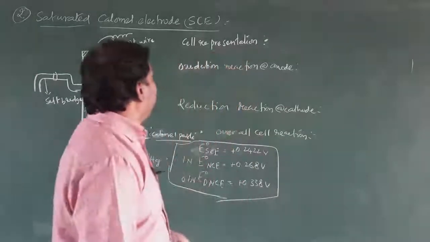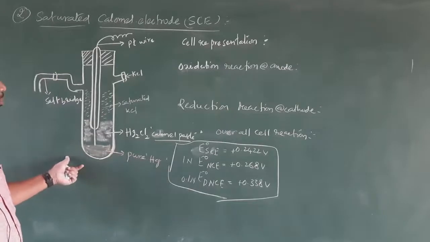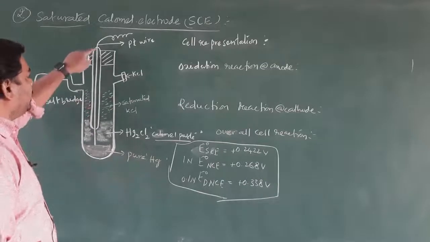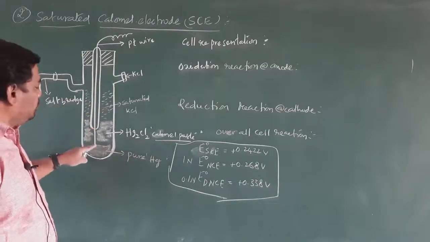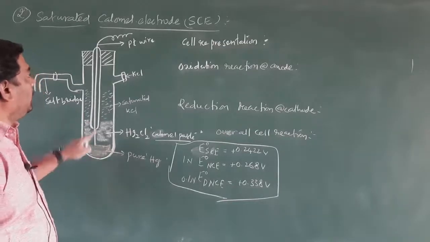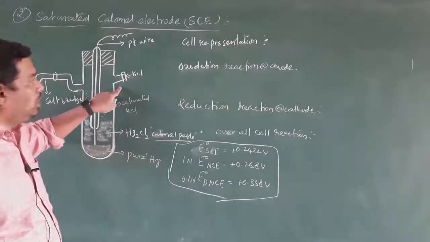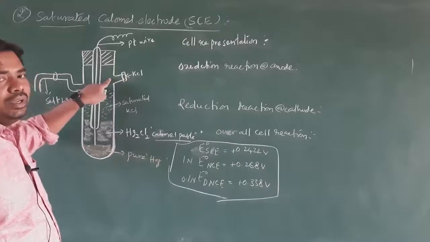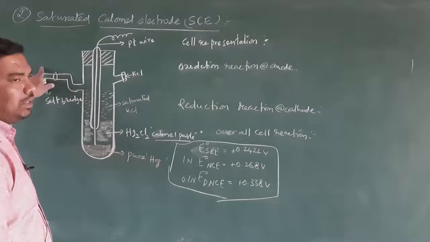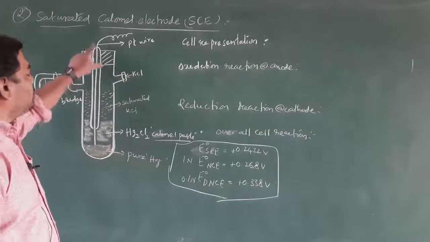So please see, students, this is a calomel electrode glass tube. This glass tube consists of a platinum wire, which is immersed in pure mercury, and this glass tube has two side arms. One side arm we use for filling saturated potassium chloride solution, and the other end is connected electrically with a salt bridge. Clear, right? So this is the representation.